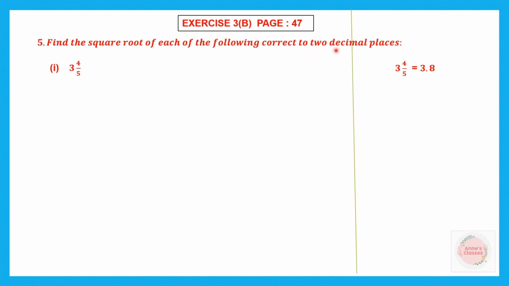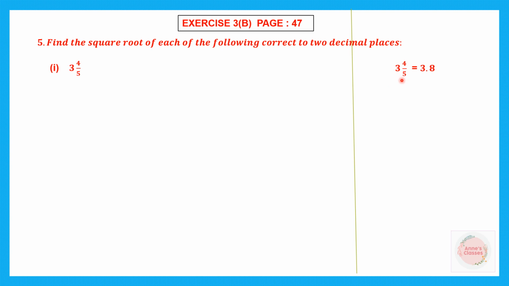Now we did similar questions in our previous video and previous questions of the same exercise. Here question 1 is a mixed number. So to find the square root of a mixed number, first you need to convert it to a decimal number, and this has already been given to you in your textbook.